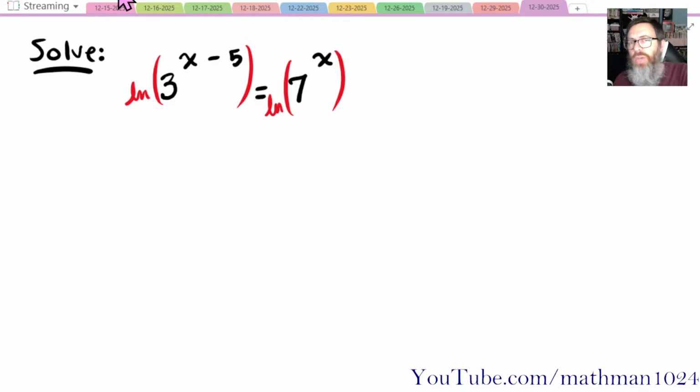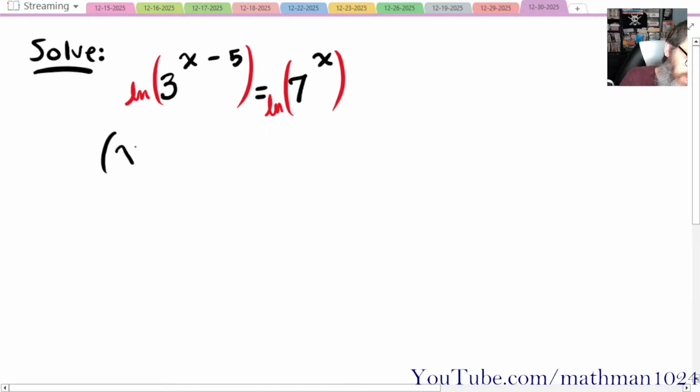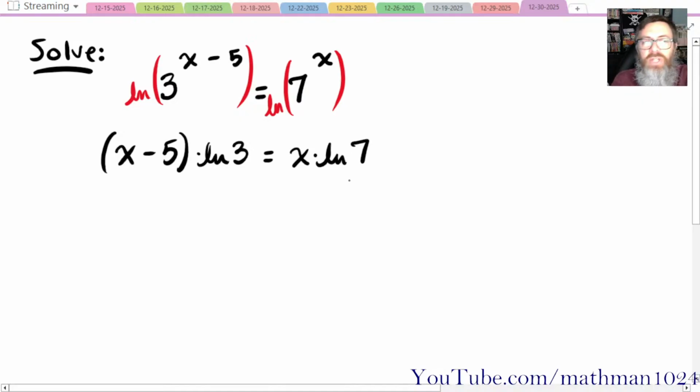Now on the left side of this equation, you have two terms up there. You've got x and minus 5. So when you put that in parentheses, you say x minus 5 times the natural log of 3, and then on the other side we have x times the natural log of 7.